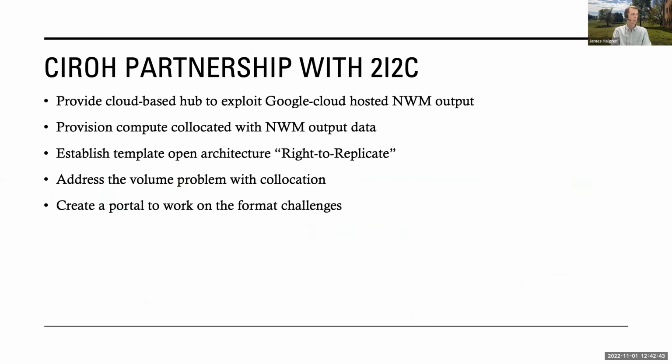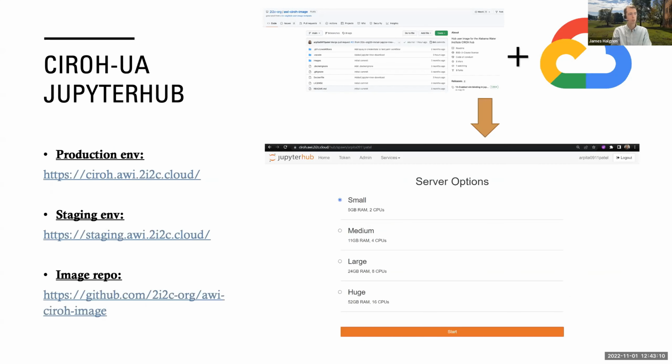So again, a summary. The goal is to create this data hub in the cloud next to some of the data from the National Water Model. We're using it for our own purposes to address the volume problem by co-locating next to the data, and we're also now, with that portal, trying to figure out some of the formatting challenges. That's how we're using the data, or using the portal. You might use it in lots of other ways. So I'll turn it over to Arpita to walk through some of the capabilities and exactly how this is used on the back end.